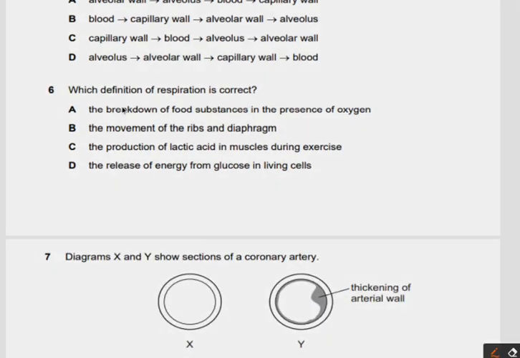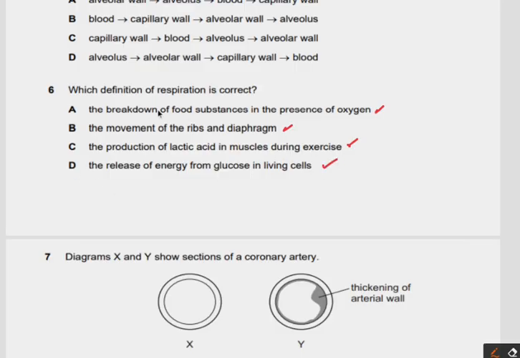The next question is saying, which definition of respiration is correct? So what is respiration? Is it the breaking down of food substances in the presence of oxygen, or the movement of the ribs and the diaphragm? Is this one respiration, or is it the production of lactic acid in muscles during exercise, or is it the release of energy from glucose in living organisms? So what is your choice here? Of course all these are making sense. Now which one is the answer?